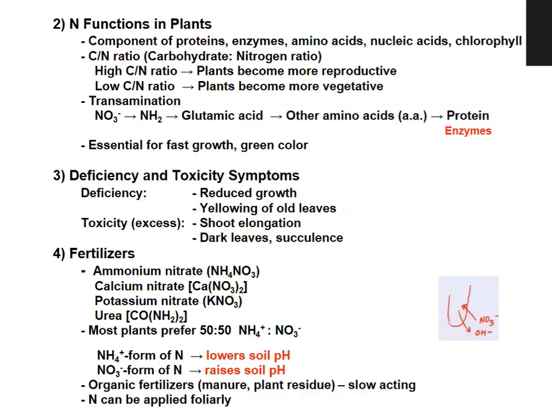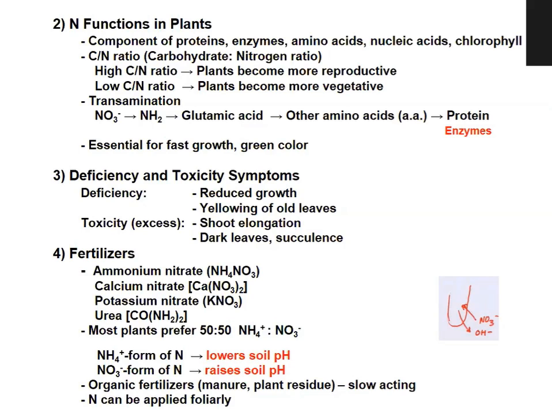Again, toxicity means excess. When an element is at high concentration, it reduces growth and limits yield. That is known as toxicity. For nitrogen, shoot elongation is a toxicity symptom. Darker and succulent leaves are also toxicity symptoms for nitrogen.